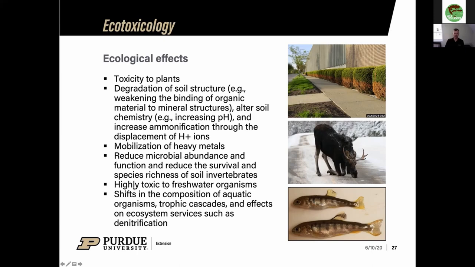But what I focused on here is it's highly toxic to freshwater organisms. Again, these are organisms that have evolved to deal with freshwater environments, and now you're adding salt to those environments in which they're not adapted to. So this figure down here is kind of illustrating some of that. This fish right here was raised in a salt environment. This one was raised in a freshwater environment. So you can see its body condition looks much lower. It's smaller in size. So it's a less healthy individual because it's been stressed by these salts that have been added to the system.